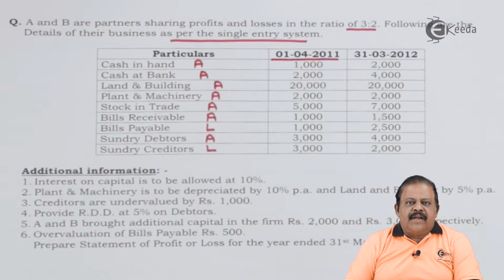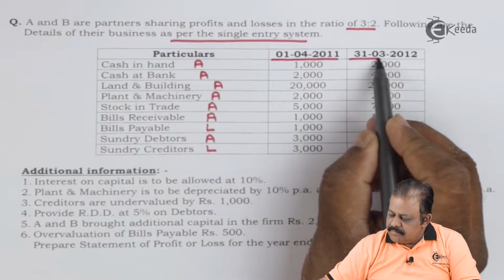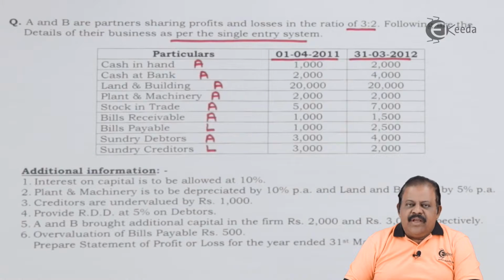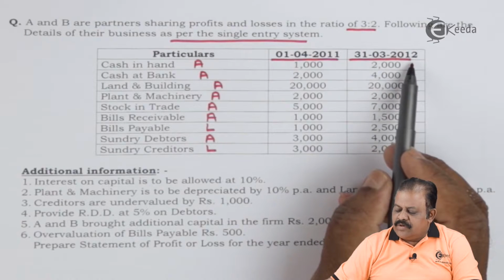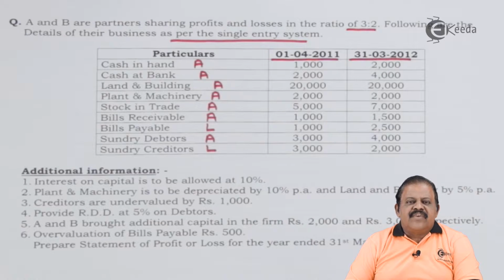With this we can prepare opening statement of affairs so that we can find out opening capital. We also have closing balances as on 31st March 2012. With this we can prepare closing statement of affairs to find out closing capital of business.